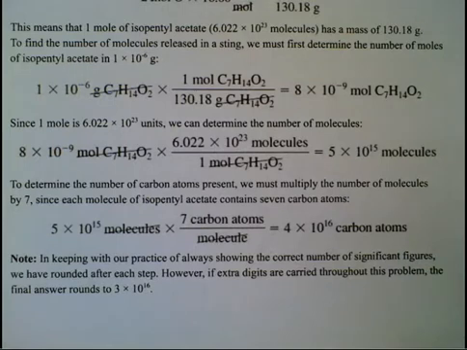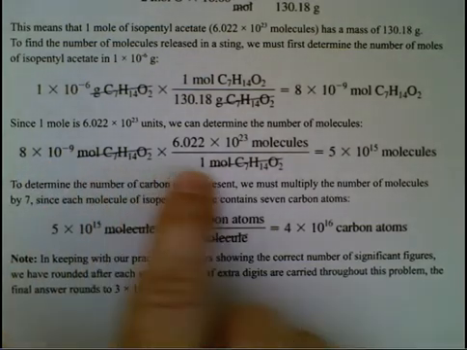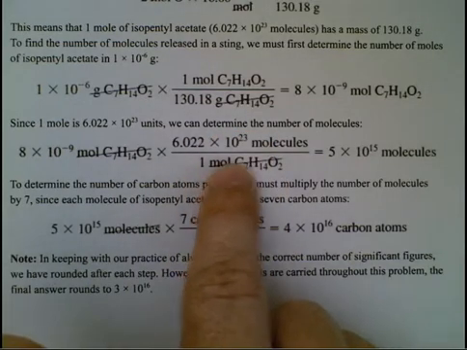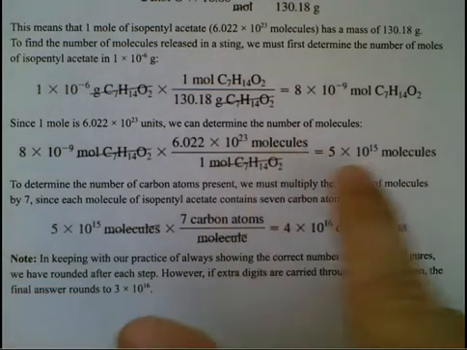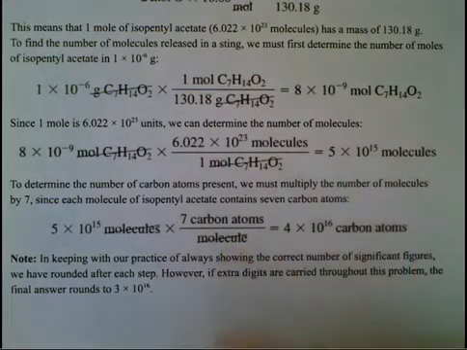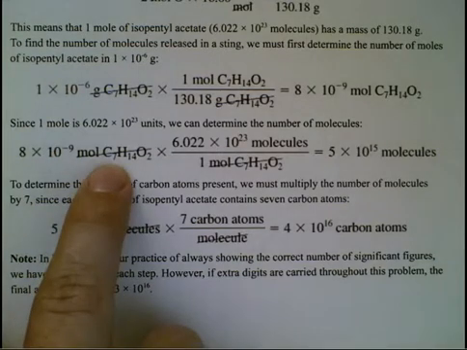Since 1 mole is 6.022 times 10 to the 23rd units, we can determine the number of molecules in this way. We take this value for the moles of isopentyl acetate, use Avogadro's number to set up a conversion factor to convert away from moles and into molecules, and we generate a value of 5 times 10 to the 15th molecules. To determine the number of carbon atoms present, we must multiply the number of molecules by 7. Why? Because the formula for isopentyl acetate has 7 carbon atoms.